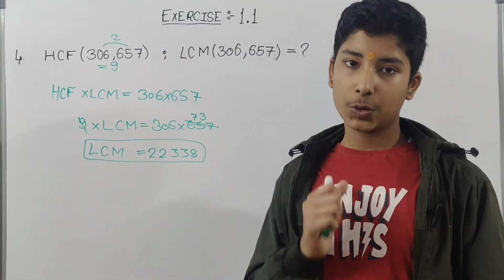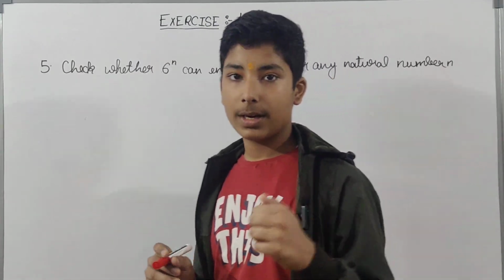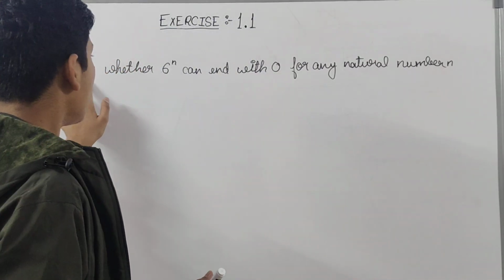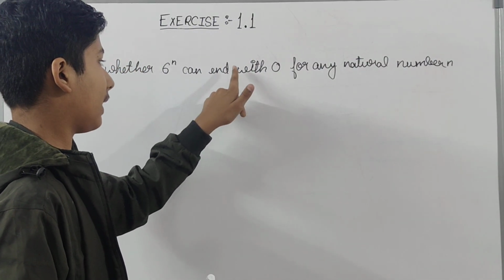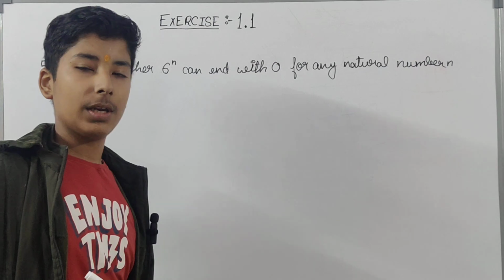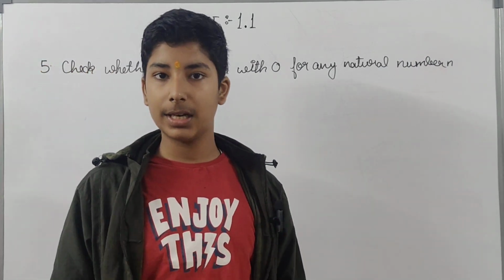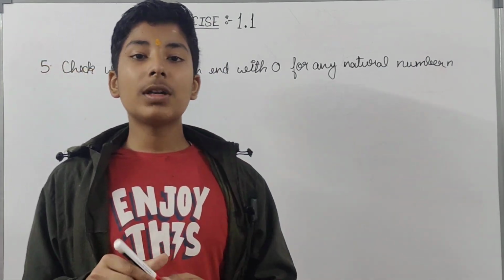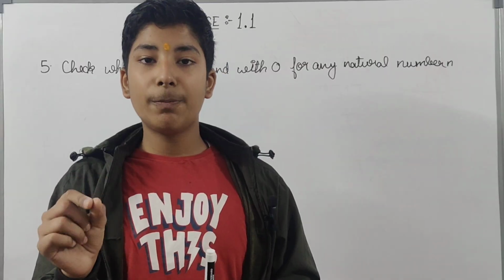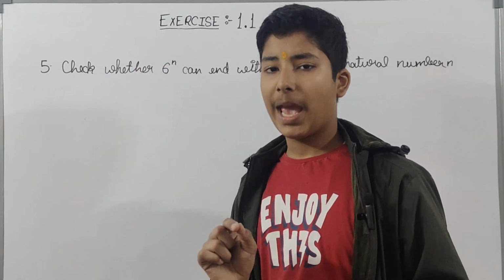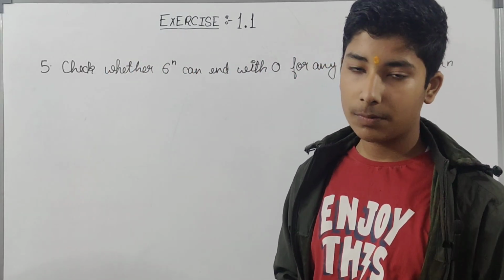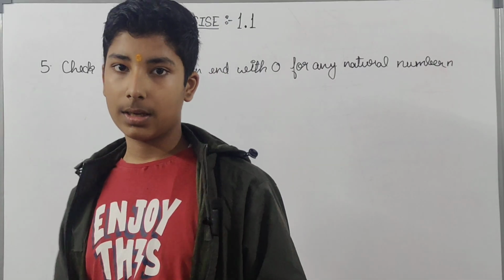Now we'll come to our fifth question. Here in this question, we have to check whether 6 to the power n can end with 0 for any natural number n. Basically it is saying that if we put any natural number as the power of 6, will it ever end with 0 or not? We just have to check this.